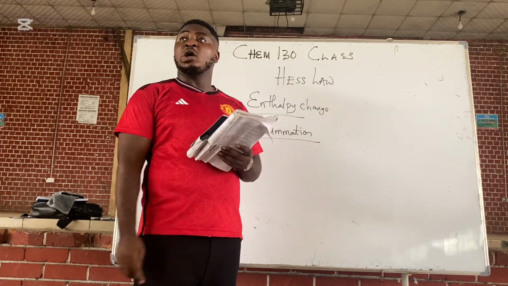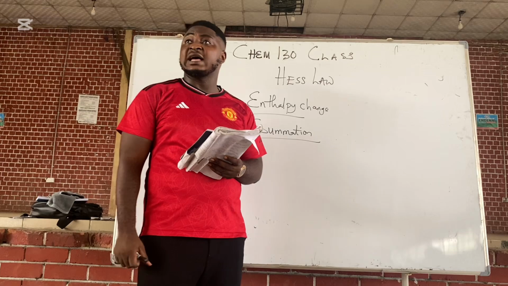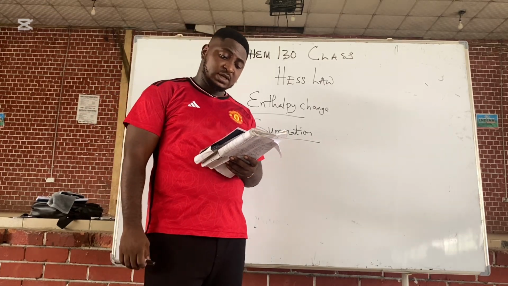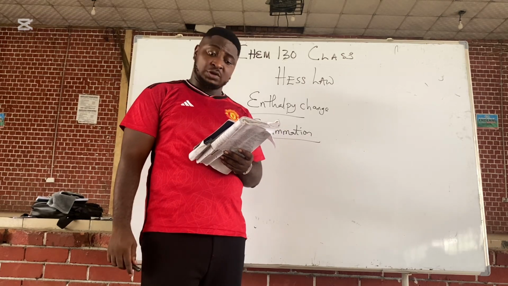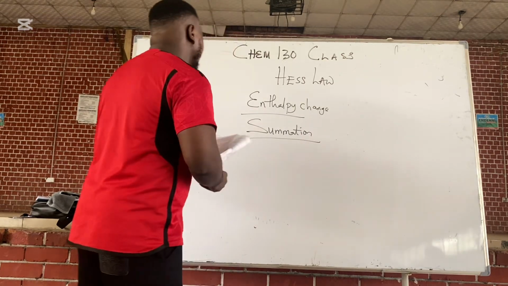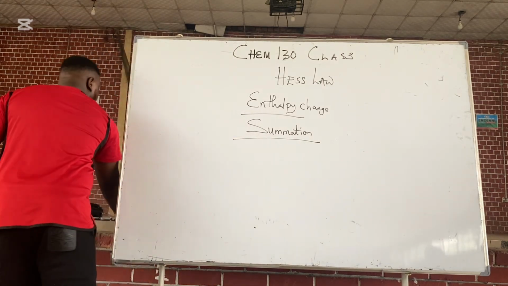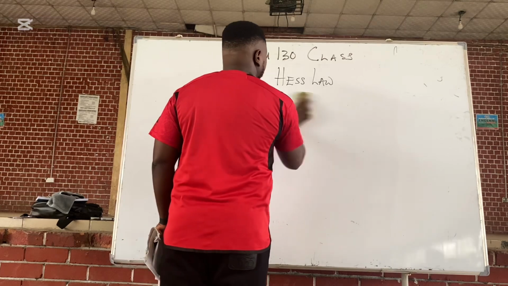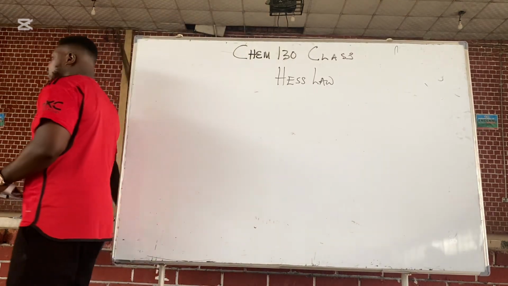So if a reaction occurs in a series of steps, class, the enthalpy change of the overall reaction is the summation of the enthalpies of the individual steps. Class, follow me. Let me explain what Hess's law is trying to tell us.